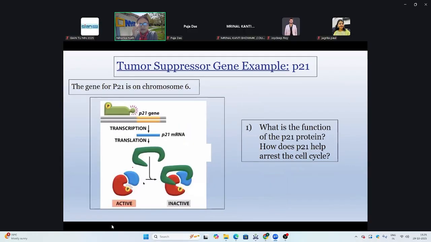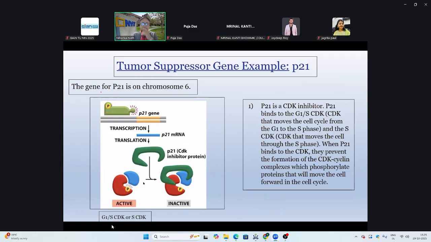So another one, same thing, when you want to shut down, is P21. It's on chromosome 6. It also causes cell cycle arrest when things are going wrong. It's like the worker for P53. P53 wakes up, look at the sunshine, and it tells P21. So it makes P21, and this is P21. See this hugging protein?